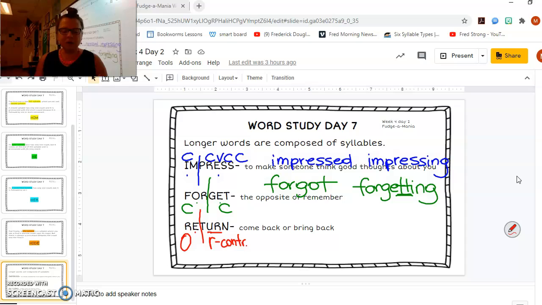So now let's add our suffixes. Returned in the past tense, and in the present tense, returning.